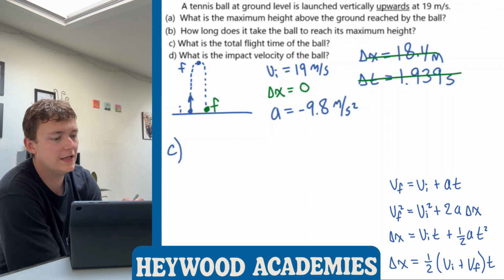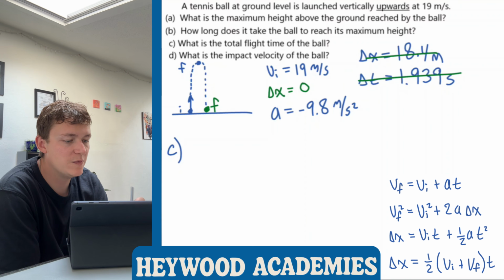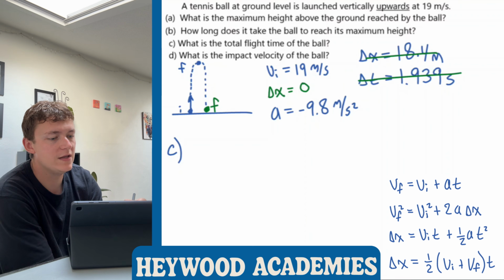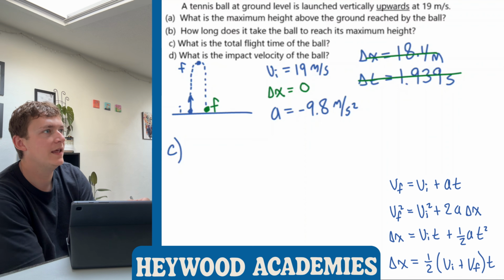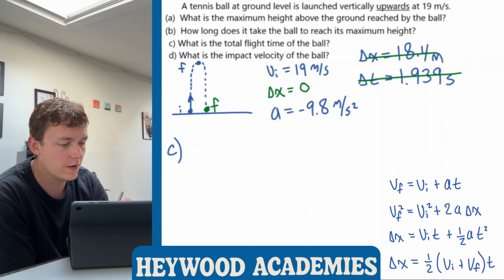So now if we want total flight time of the ball, we know a few things here. We know the initial velocity, we know displacement, we know acceleration. We don't know final velocity, and we want to solve for time. So we can do that here with one of our equations. We get the equation that does not have time in it, and we can work with that.